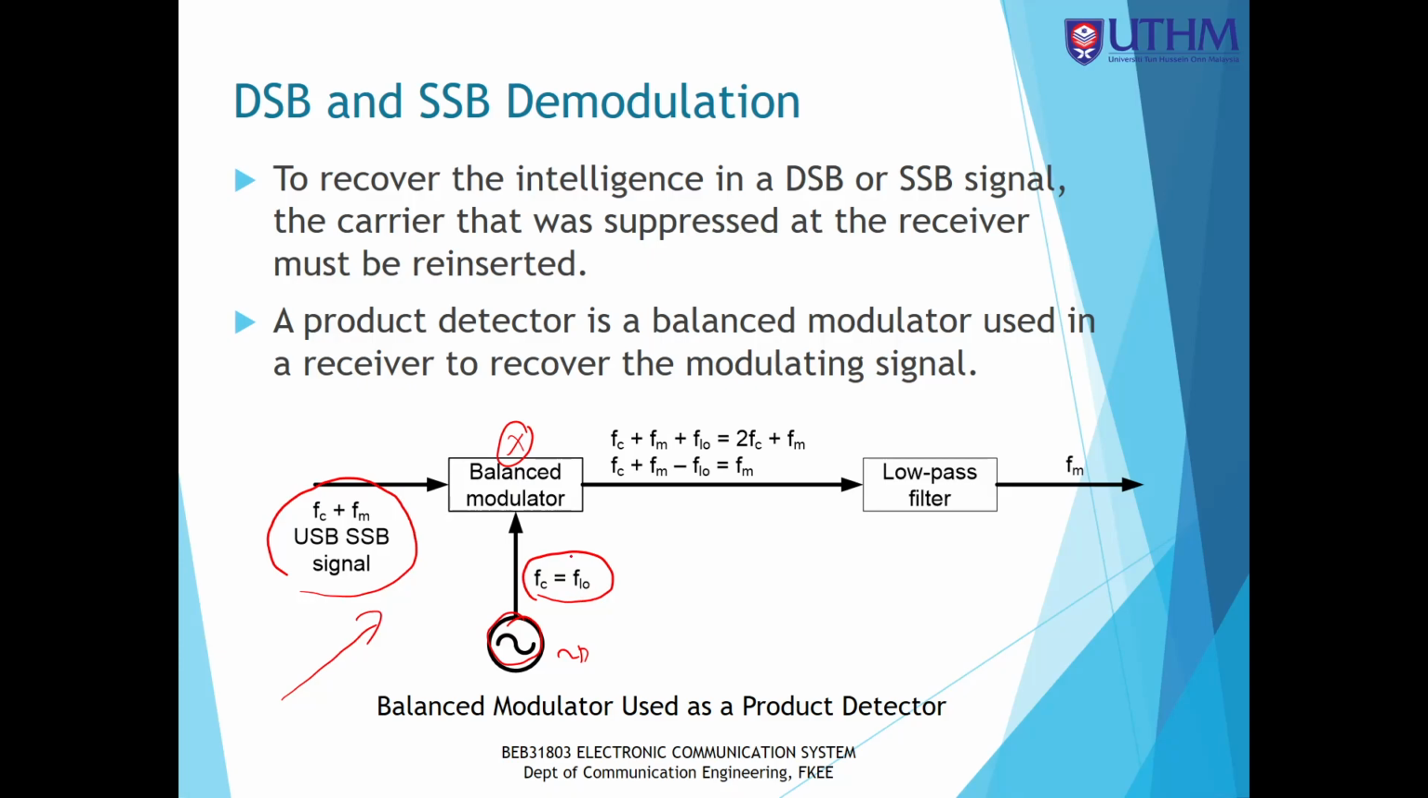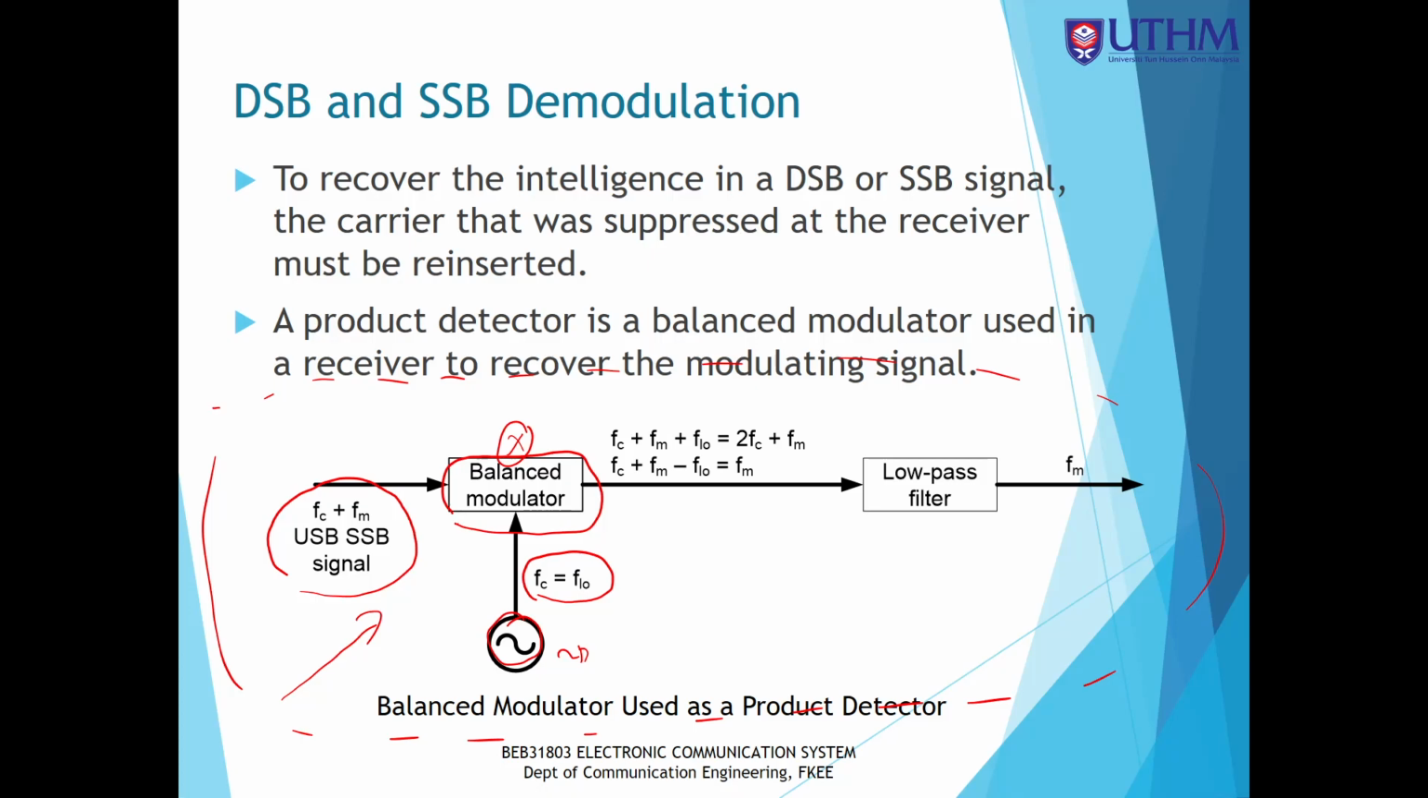So this is in the receiver. Okay, guys, when you see this balance modulator, this is actually part of the demodulator. All of this is part of the demodulator located in the receiver. Not only is the balance modulator in the transmitter. Tidak semestinya balance modulator itu ada dalam transmitter sahaja. So all of these are located in the receiver.